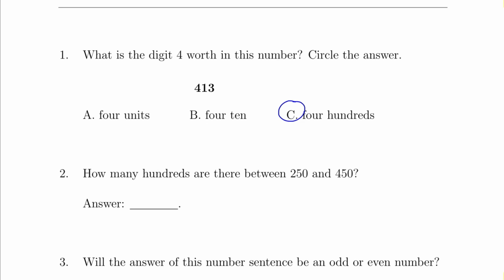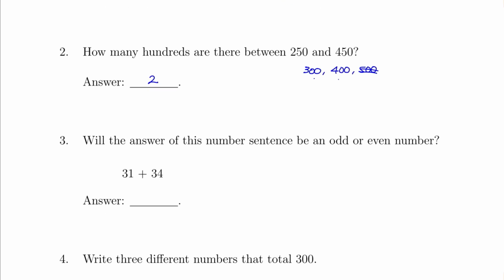How many hundreds are there between 250 and 450? Let's find the hundreds between them. 250 and then the nearest hundred is 300. After 300 we have 400. After 400 we have 500. But it's between 250 and 450, so we can't include this one. So we got only 1 and 2. So we got 2. Go ahead to number 3.